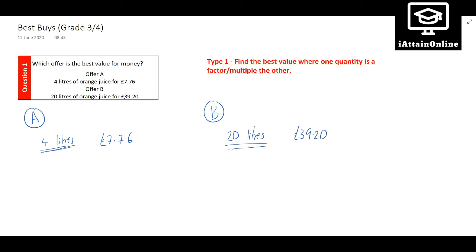So I'm going to start by, if this is 4 litres for £7.76 and this is 20 litres for £39.20, you'll notice that 4 goes nicely into 20. So if I could find the cost of 20 litres on offer A, I could compare that to this value here. So we need to see how many lots of 4 litres would make 20. You can see over here that if I bought 5 lots of 4 litres, that would give me 20. So to do that, I need to find out the value of the 20 litres. I need to do that £7.76, and I'm also timesing that by 5.